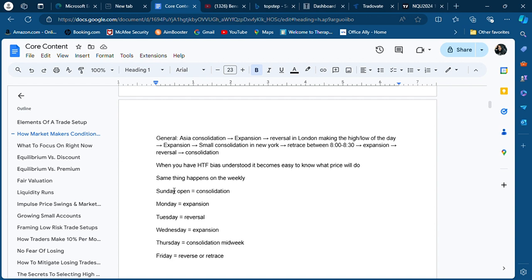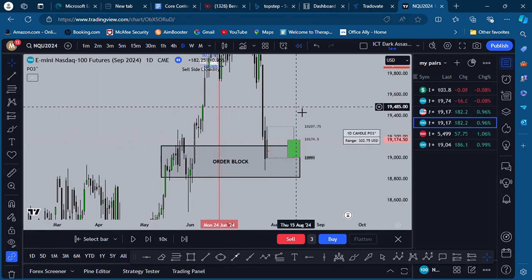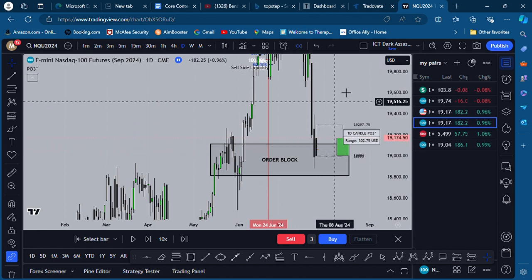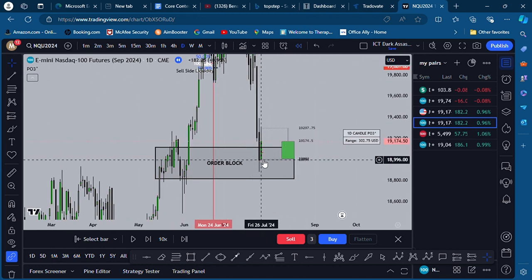Here we go. We've got Sunday open consolidation, Monday expansion, Tuesday reversal, Wednesday expansion, Thursday consolidation midweek, and Friday, that's what we were on, reverse or retrace. So what have we been doing this whole entire time? We've been coming down. Now it's Friday. What is it likely going to do when it comes to an order block? It's going to retrace.